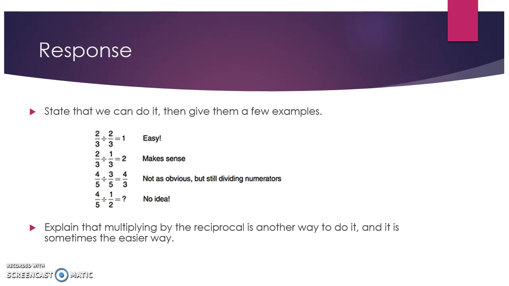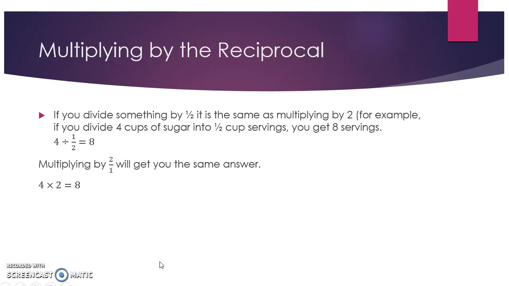This is where you can come in and explain that multiplying by the reciprocal is another way to do it, and is sometimes the easier way to approach a division by fractions problem. So I would then introduce multiplying by the reciprocal by starting with something easy, like dividing by 1/2 is the same thing as multiplying by 2.